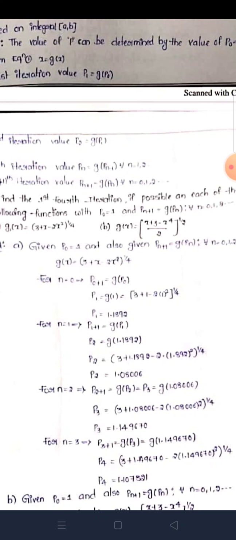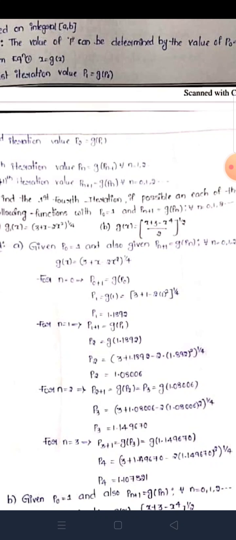P3 is equal to (3 plus 1.08006 minus 2 into 1.08006 square) whole power 1 by 4. After simplifying we get the value P3 is equal to 1.149670 for n is equal to 3.